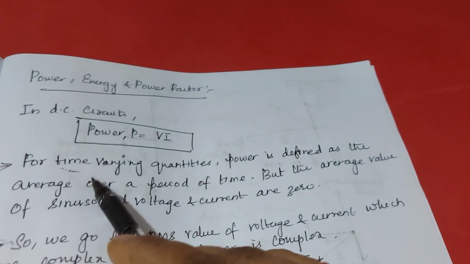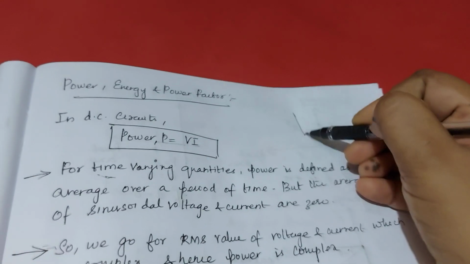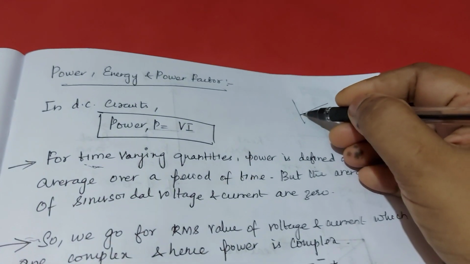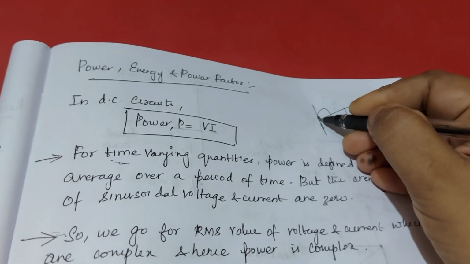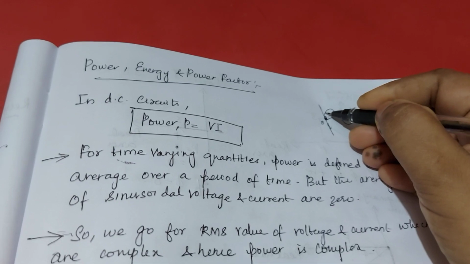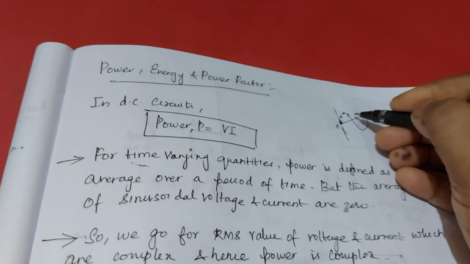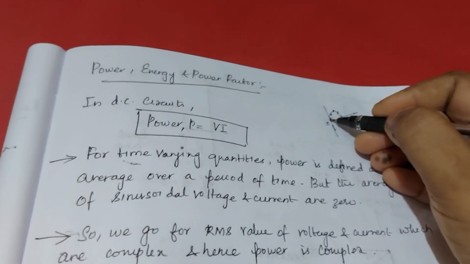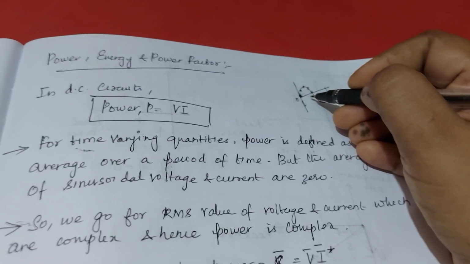When it comes to time varying quantity, what is meant by time varying quantity? I have a voltage which I am representing here as a sinusoidal wave. The magnitude of the voltage at one point is 0, at some other point is 1, and at this point is 2, again 1, and again 0. So the voltage varies with respect to time. This is called a time varying quantity.